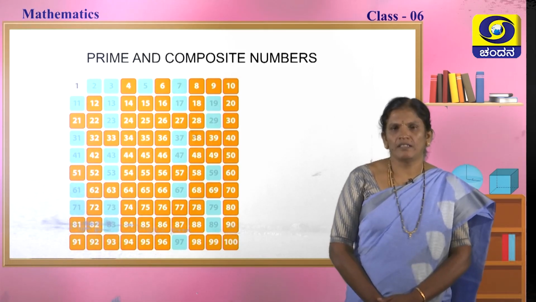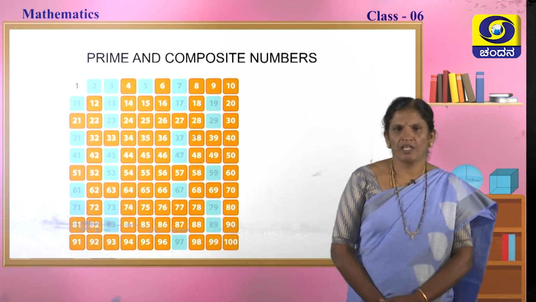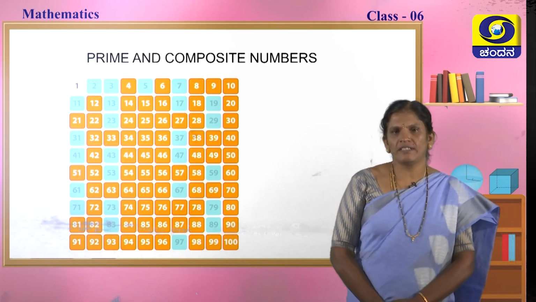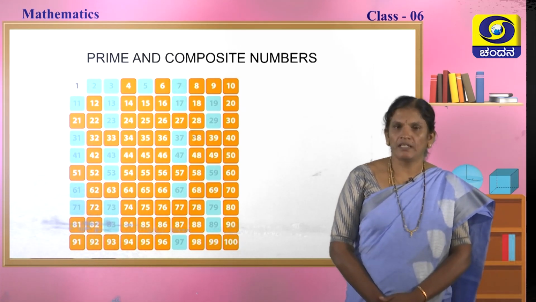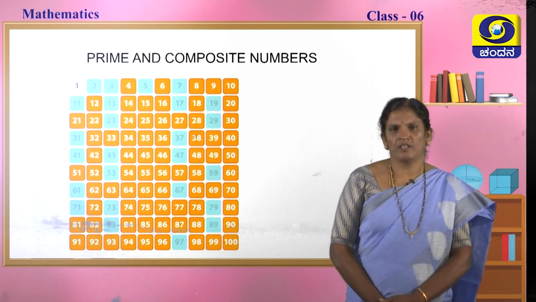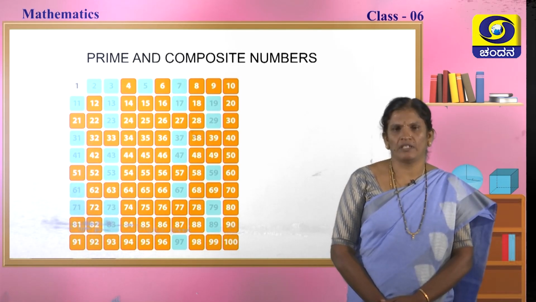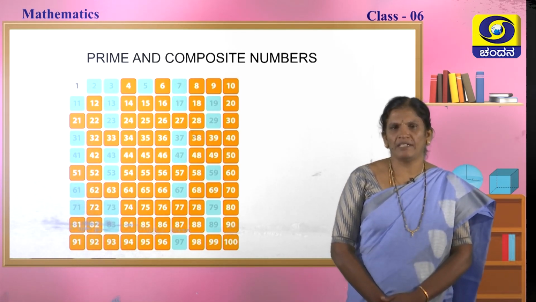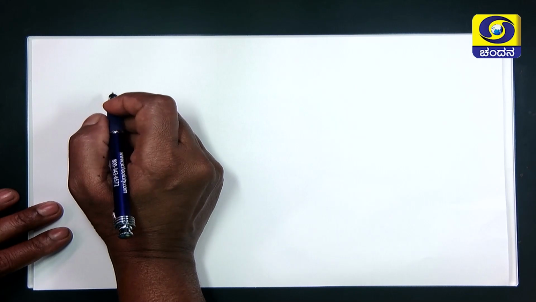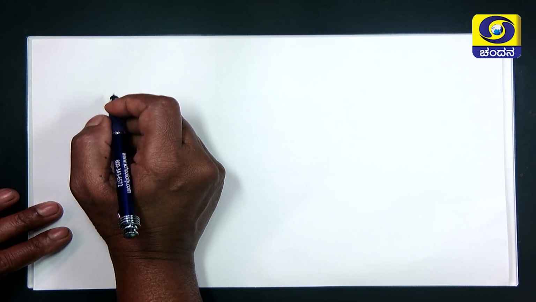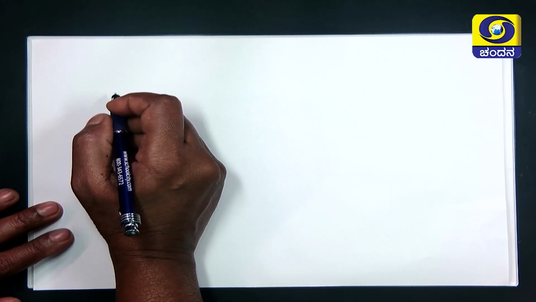See children, this is a table showing numbers from 1 to 100. In this, first you can see that 1 is neither prime nor composite because it has only one factor. Now I am showing prime and composite numbers, children. From the table I am taking 3.